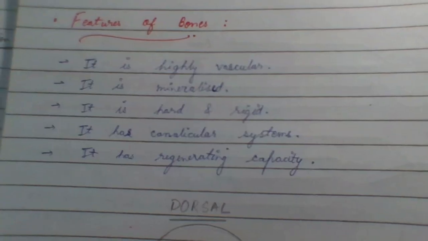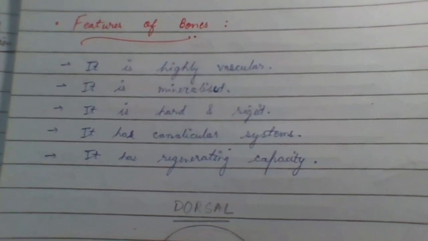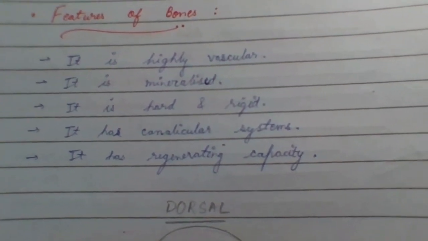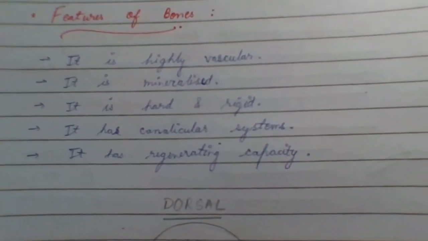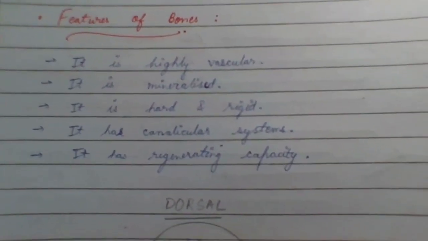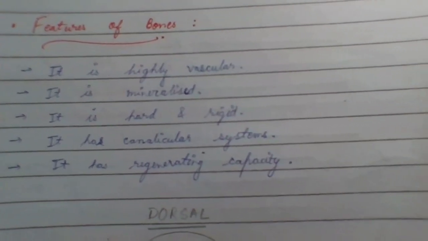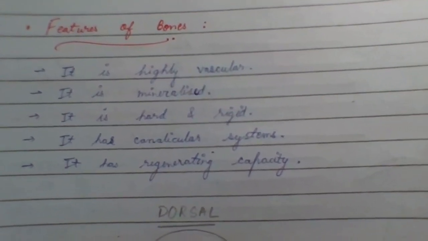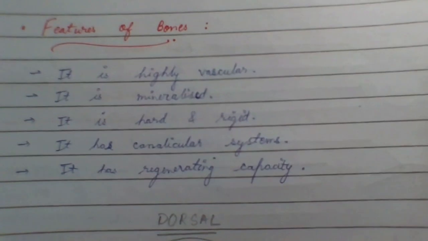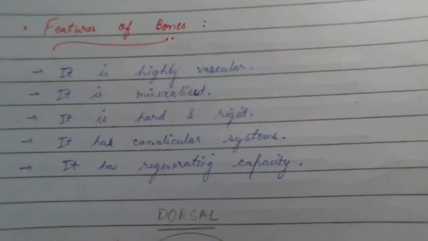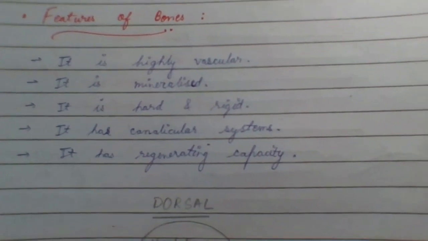Now let us see some features of bone. Bones are highly vascular in nature and also mineralized. We have seen those Haversian canals, they contain blood vessels in them. So it is highly vascular in nature, and also it is hard and rigid, and it has canalicular systems, and also it has regenerating power. See, you have seen that epiphyseal plate. Epiphyseal plate helps us to increase the length of the bone.